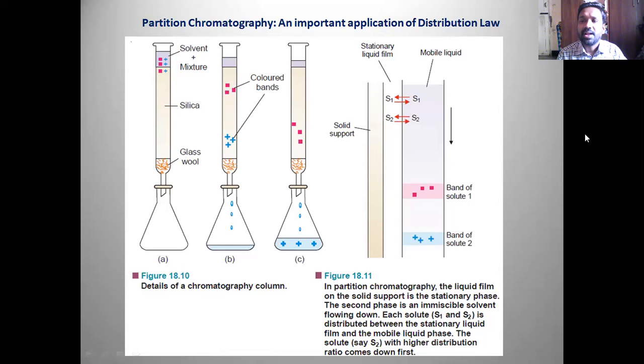Okay, so I think this will conclude all our discussions for your semester syllabus on the chapter solutions. The next chapter we are going to take up will be phase rule.